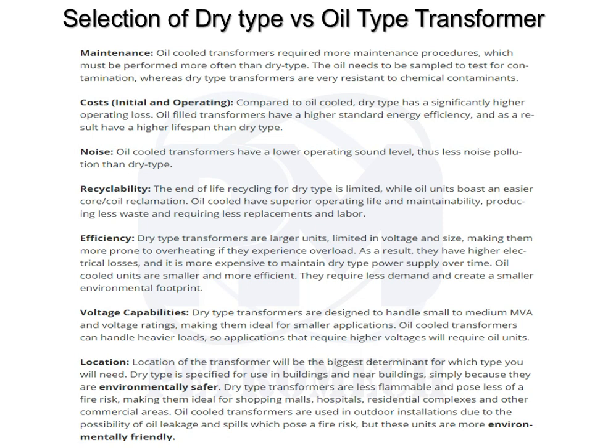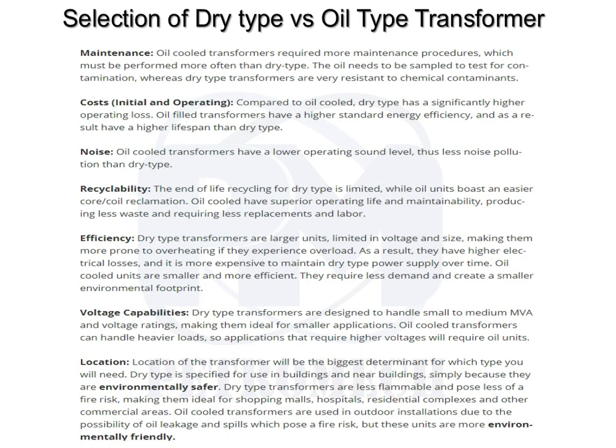If I have to install a dry type transformer in the building, what are the prerequisites which I have to follow? They are considered a little environmentally safer as they don't have any oil which is prone to danger. Dry type transformers are less flammable and pose less fire risk, making them ideal for shopping malls, underground parking facilities, hospitals and other commercial areas.